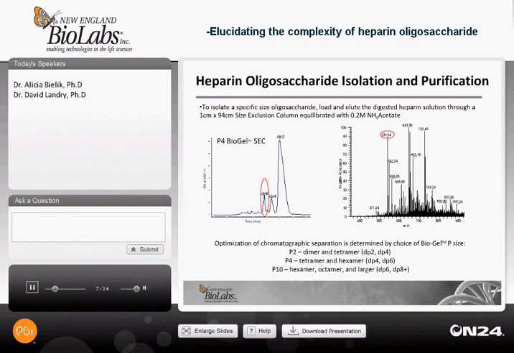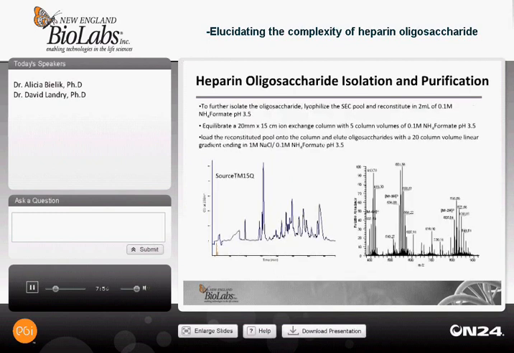It should also be noted that in order to optimize the chromatographic separation of these oligosaccharides, you can choose specific biogel P-size columns. We'd recommend a P2 column for a dimer or a tetramer. We recommend a P4 column if you're looking to isolate a tetramer or hexamer, and we recommend a P10 column for any oligosaccharides of hexamer size or larger.